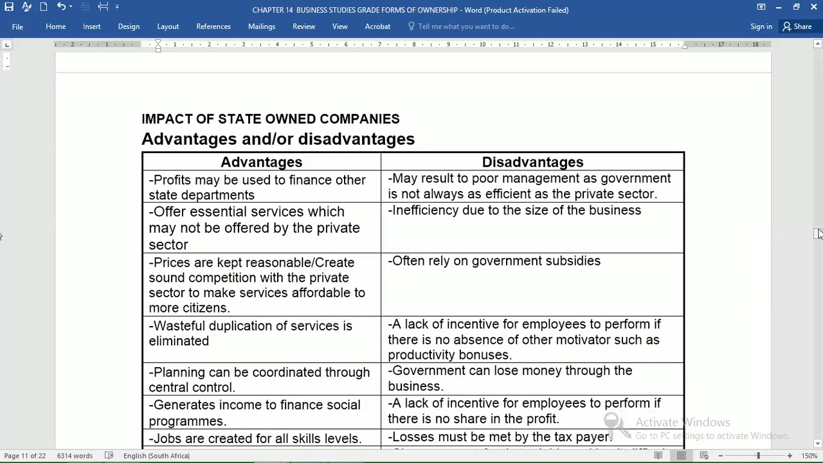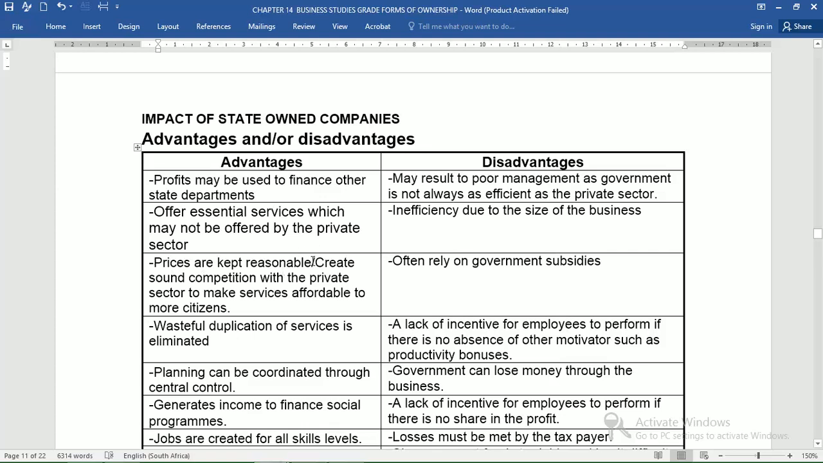What are the advantages of state-owned companies? They offer essential services which may not be provided by the private sector. A good example is Eskom, which is providing a very important service of electricity to everybody in the country. Just imagine if electricity was provided by private companies, it was going to be expensive and unaffordable. So that's why they provide those essential services, so that everybody can afford and have access to them and benefit from them, right? And also the profits that are made from state-owned companies are used in other state departments so that the whole public can benefit. Prices are kept reasonable. That's an advantage of state-owned companies.